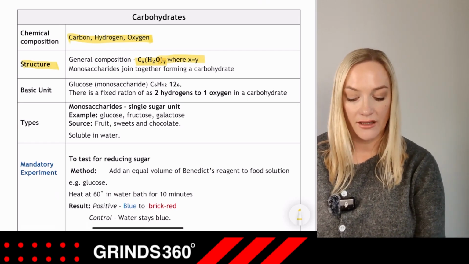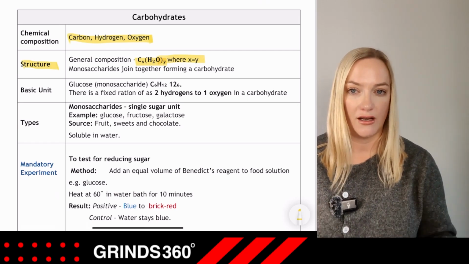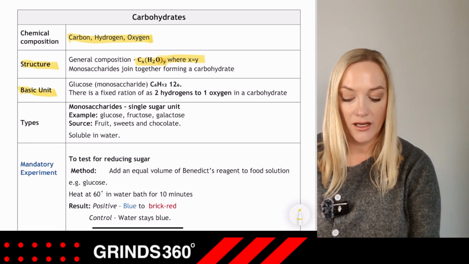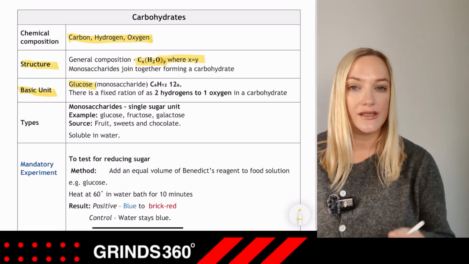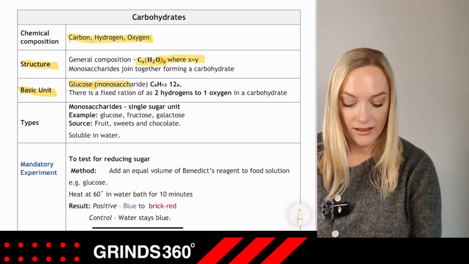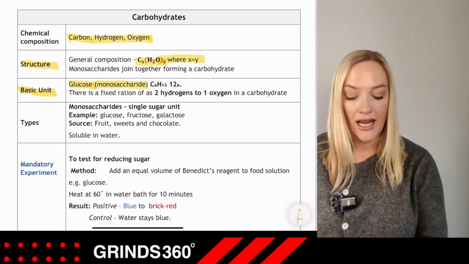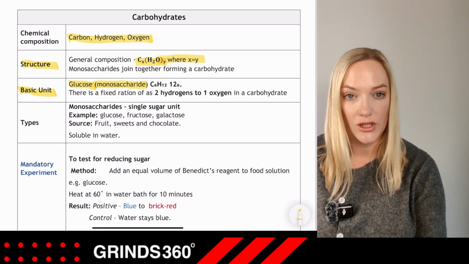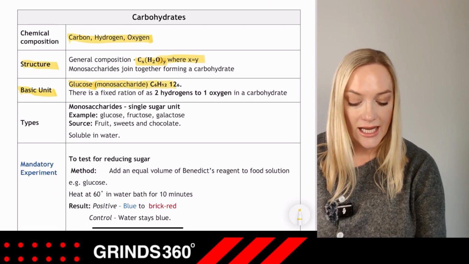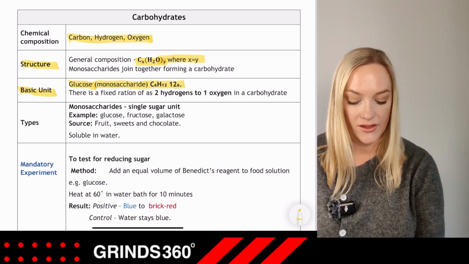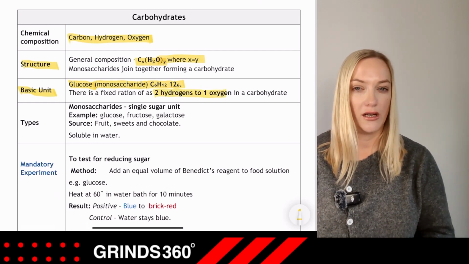So monosaccharides joined together will form a carbohydrate. Now the basic unit of carbohydrates is glucose. Glucose is an example of a monosaccharide. Mono being one, saccharide a sugar unit, one sugar unit. And the chemical formula for glucose, which you need to know, is C6H12O6. So there's a fixed ratio of 2 hydrogens to 1 oxygen in the carbohydrate.